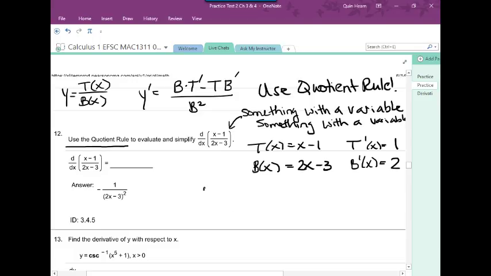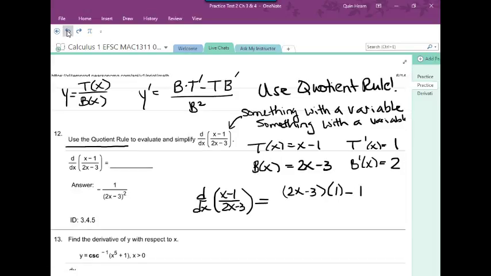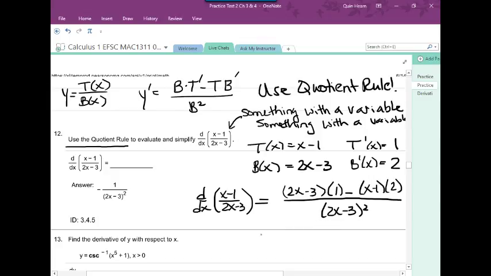So if we take the derivative of x minus 1 over 2x minus 3, it's going to be the bottom, which is 2x minus 3, times the derivative of the top, which was 1, minus the top, which is x minus 1, times the derivative of the bottom, which is 2, all over the bottom squared, which is 2x minus 3 quantity squared.